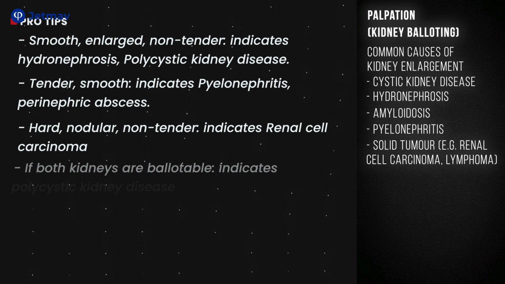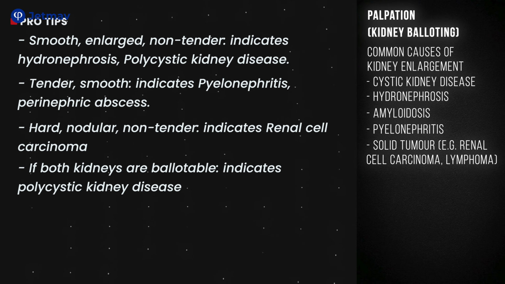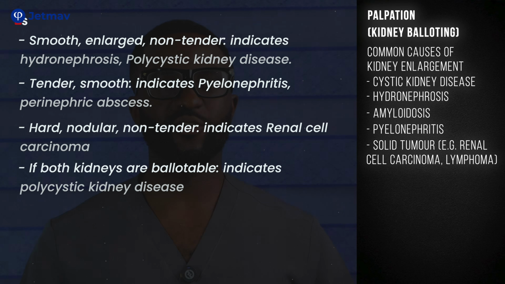But if both kidneys are ballotable, which means you were able to ballot for the two kidneys, then you should think of polycystic kidney disease. Then after palpation, the next step is percussion. The abdomen is tympanic in the 9 regions.